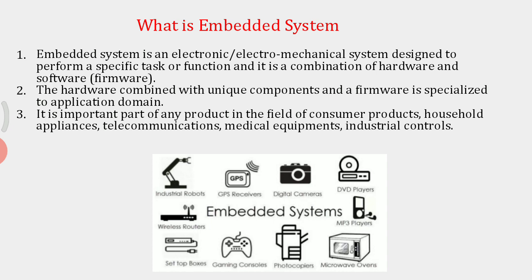First, let us know what actually an embedded system is. As defined, an embedded system is an electronic or electromechanical system that is designed to perform a specific task or a specific function, and it is a combination of hardware and software, that is, firmware. We call it firmware. So basically it is used to perform a single, specific task at a given time.